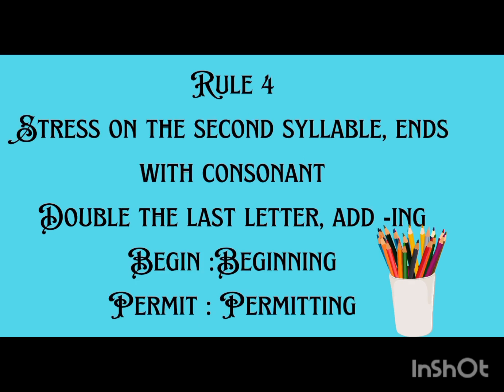Rule number 4, stress on the second syllable, ends with consonant, double the last letter, add ing. For example, begin, beginning, permit, permitting. In begin, N is the last letter and that is consonant also, so we double the N letter. In the similar way, permit, T is a consonant and we double the T and then ing.